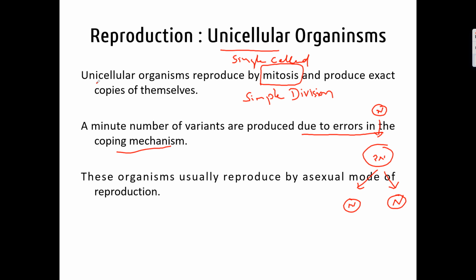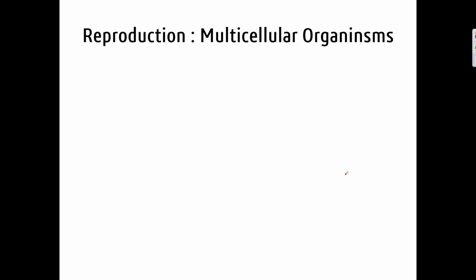Most of the unicellular organisms reproduce by asexual mode of reproduction. In coming lectures, we will be talking in detail about these different types of asexual modes of reproduction. As of now, let us talk about the reproduction in multicellular organisms.